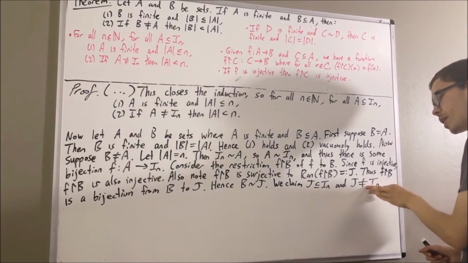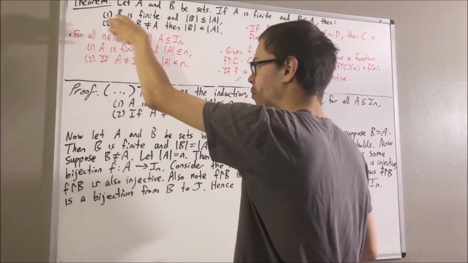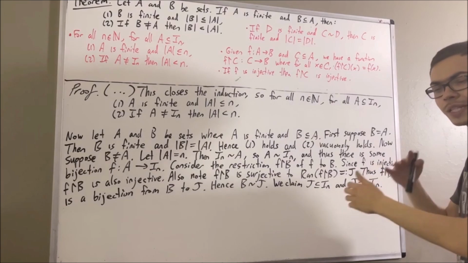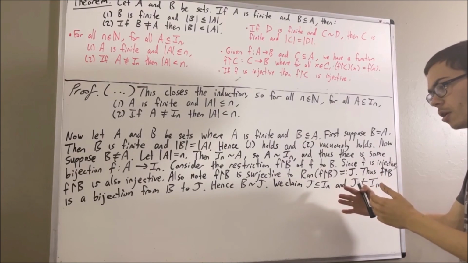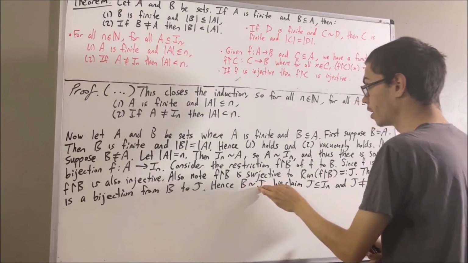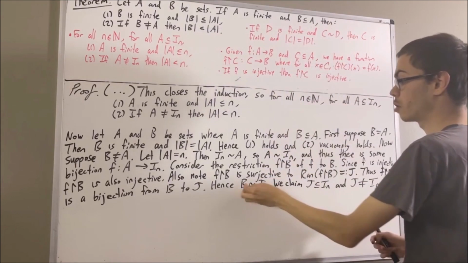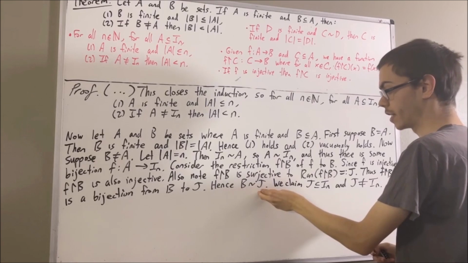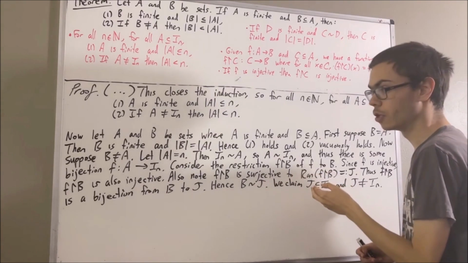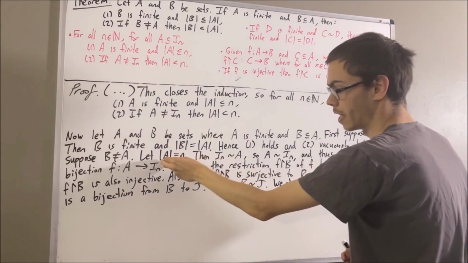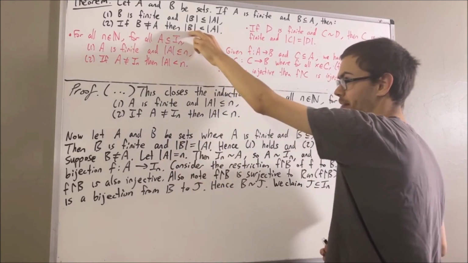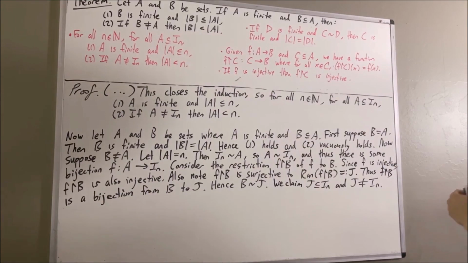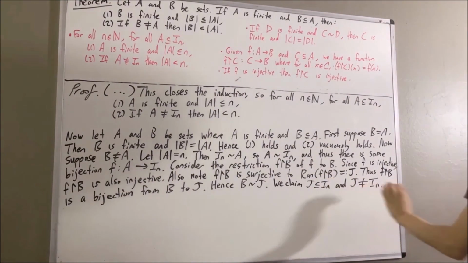If we can show these two things, then it follows from the first fact that we proved that J is finite, and the number of elements in J is strictly less than n. But since there's a bijection from B to J, it follows from this fact that B is also finite, and the number of elements in B is equal to the number of elements in J, which is less than n, which is equal to the number of elements in A. So we will obtain this. And so that's where this is going. So let's first prove these two things.